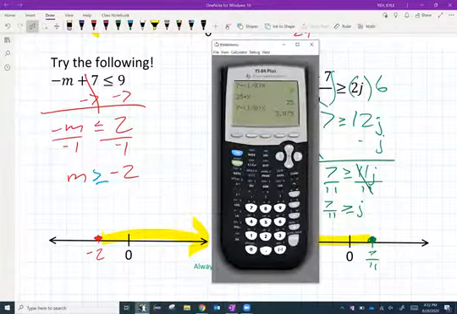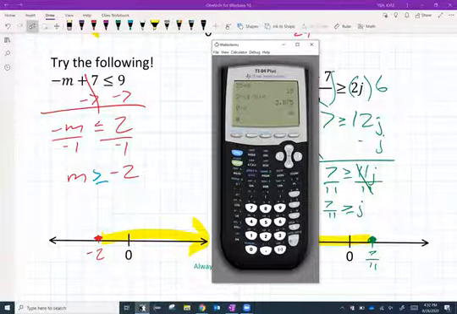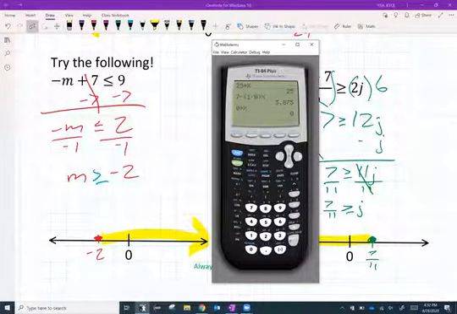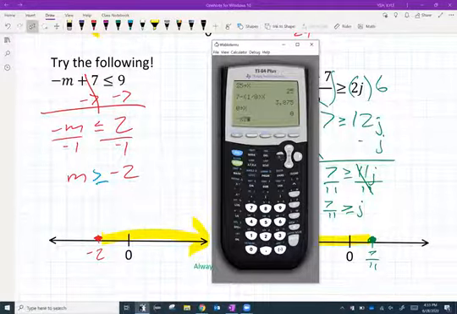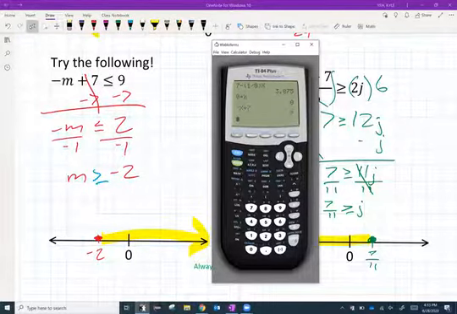So I'm going to test two things. One thing that should work, so I'm going to store 0 in X because it should work. I should mention, just because the calculator uses X and our problem uses M, that's not a problem. We can just pretend it's an x in our problem. So I'm going to say negative x plus 7. And now that I have 0 stored in there, it'll plug in 0 for me. And is that less than or equal to 9? Yes. So 0 worked.